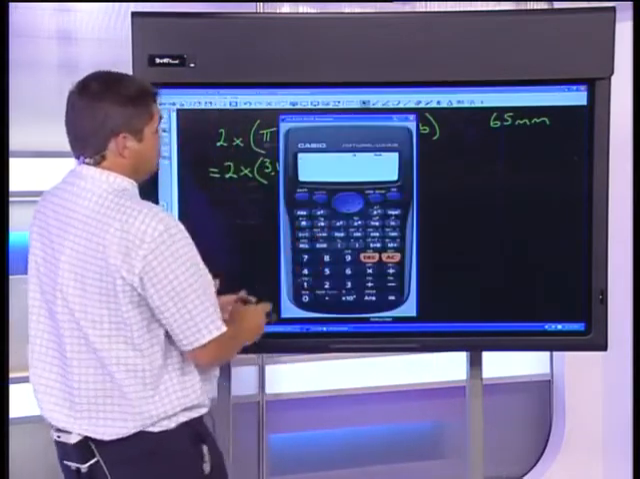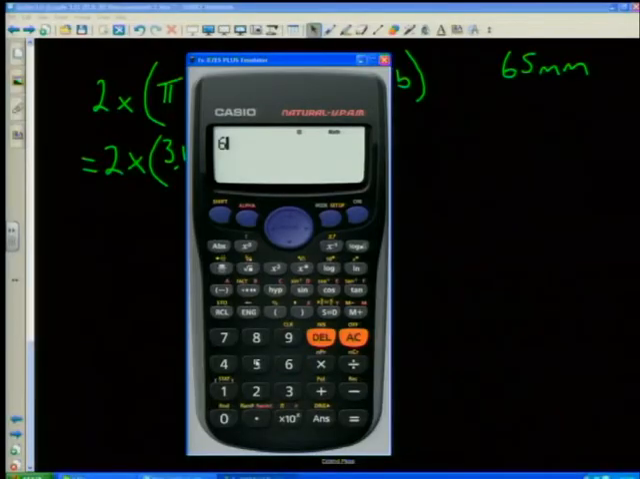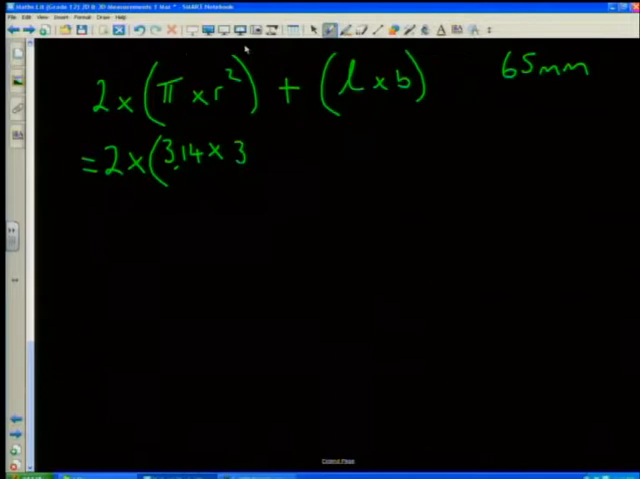Calculator. Ooh, we've got a big calculator today. Right, so we're going to say 65 divided by 2. And that's going to give me my radius, and my radius is going to land up being 32,5. Okay, so 32.5. And we're going to square that.